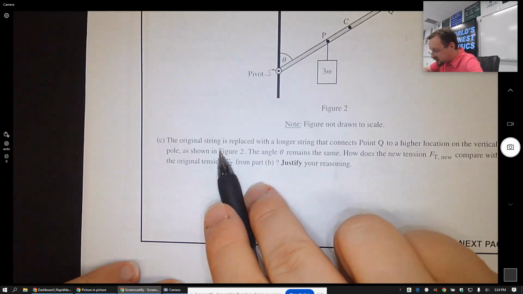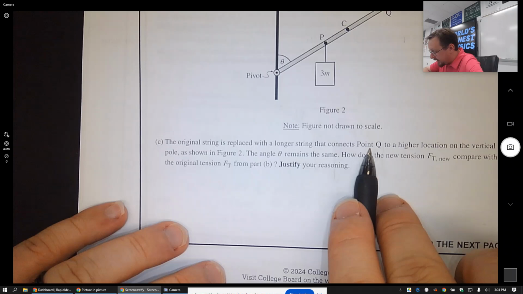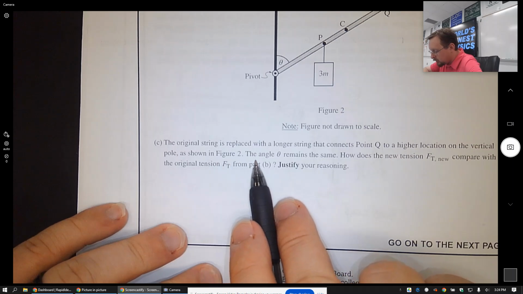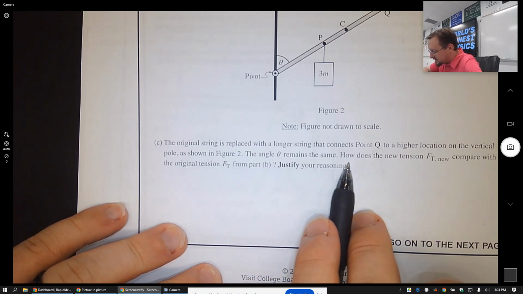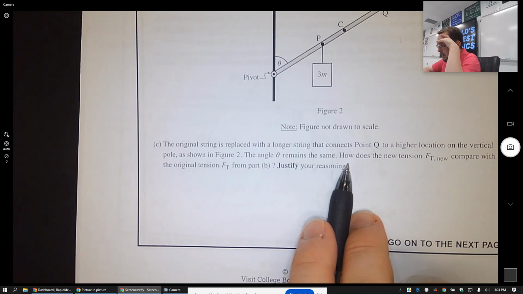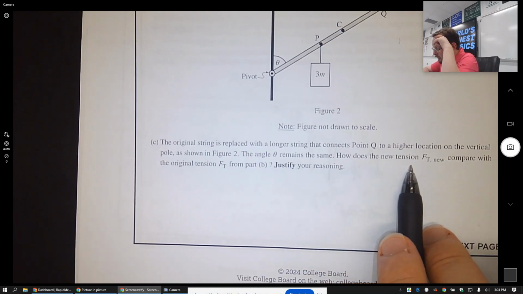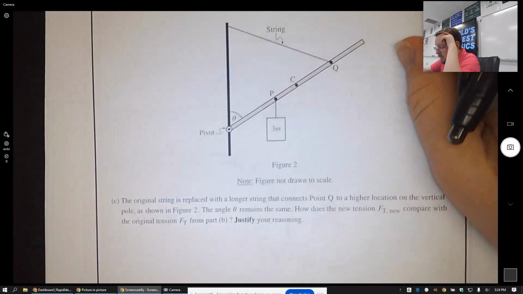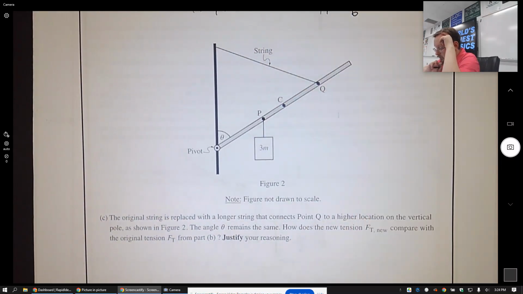Okay, the original string is replaced with a longer string. It connects point Q to a higher location on the vertical pole. The angle theta remains the same. Oh my gosh. How does the new tension compare to the original tension? Oh, you might have gotten Mr. Friendly good. Okay, no, I take it back.